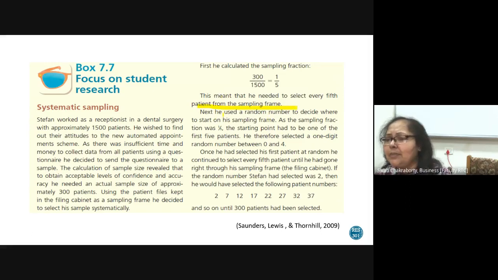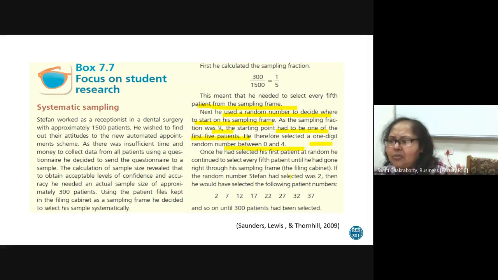Next, he used a random number to decide where to start in his sampling frame. As the sampling fraction is 1/5, the starting point had to be one of the first 5 patients, right? So he decided to select a 1-digit random number between 0 and 4. Once he selected his first patient, he continued to select every 5th patient until he had gone through his entire sampling frame.